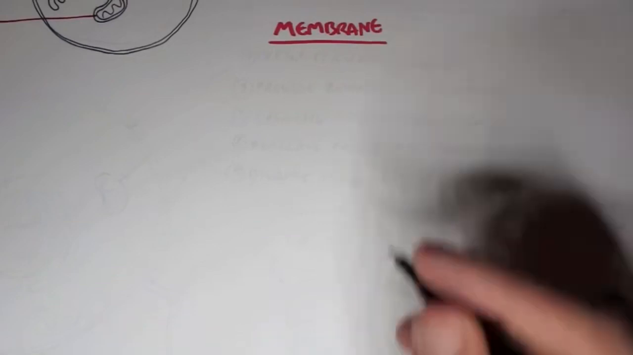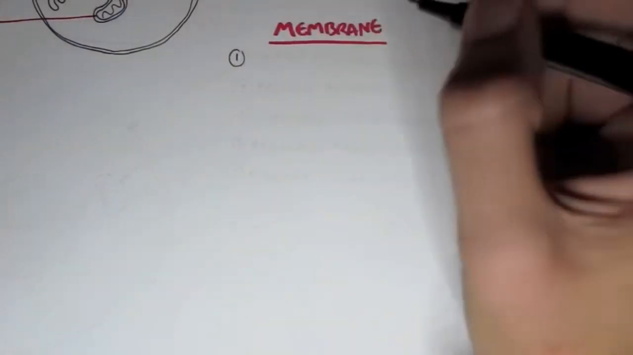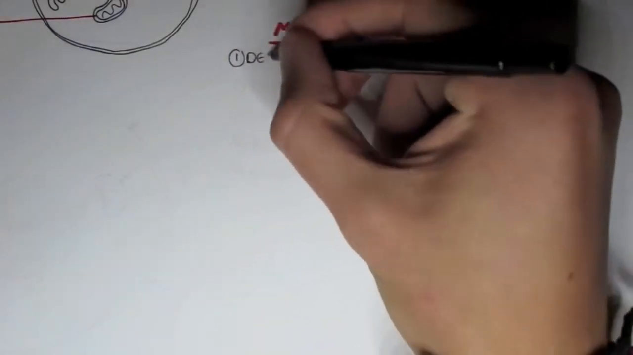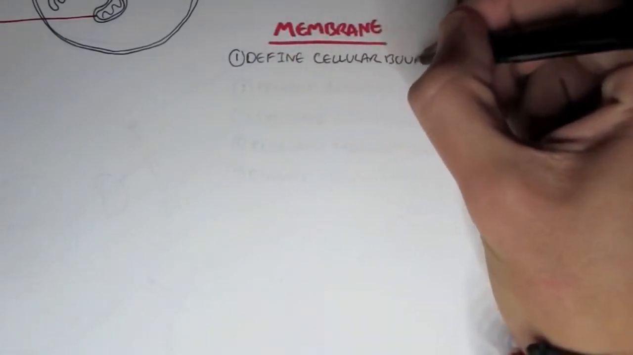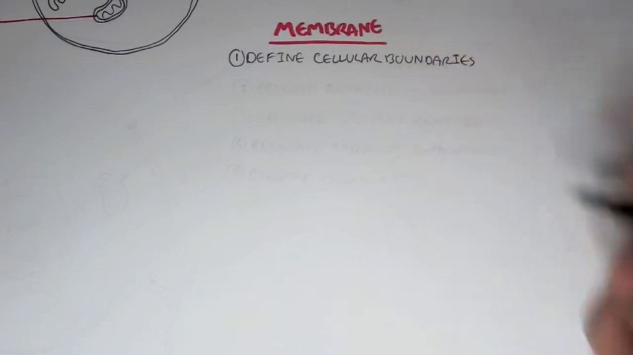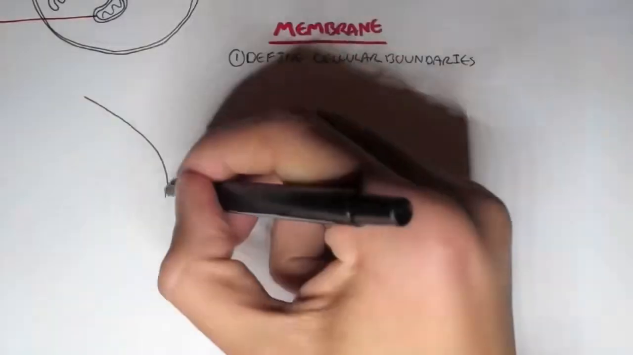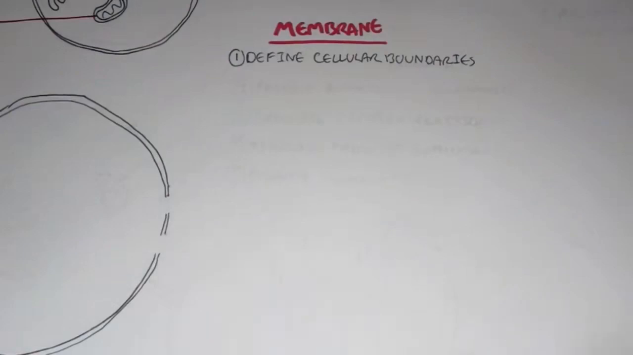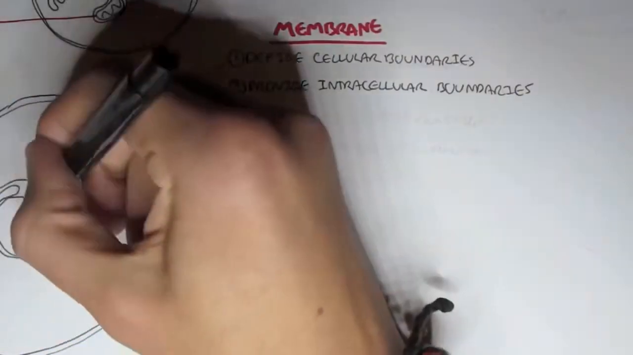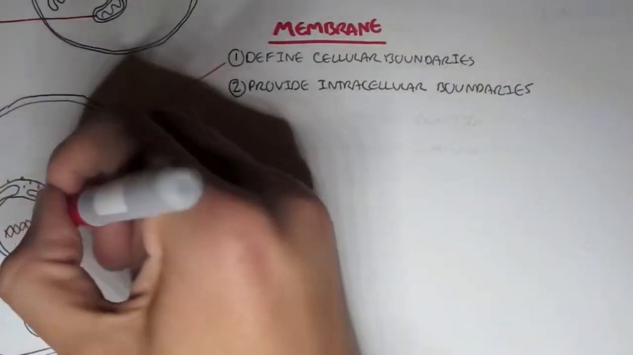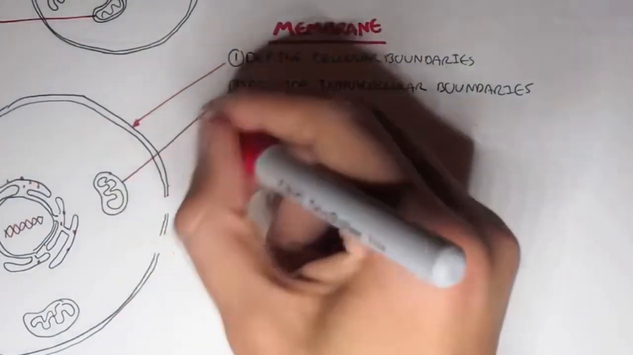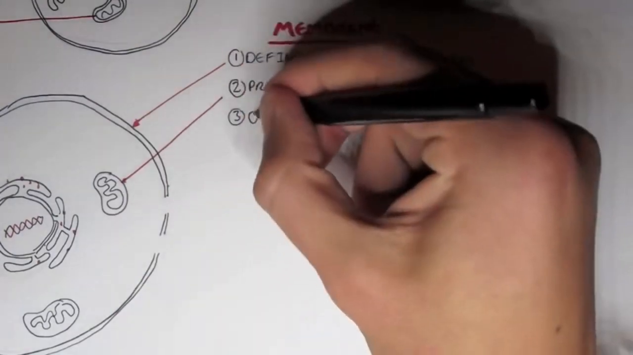So, 5 points. Number 1, cell membrane defines cellular boundaries. So, the statement is obvious, it just defines the boundaries. So it protects the cell, you can say. 2, it provides intracellular boundaries. So organelles have boundaries, such as the nucleus with the DNA, or mitochondria.